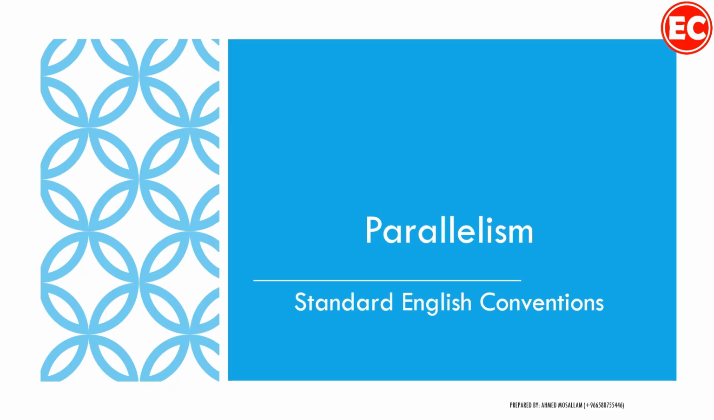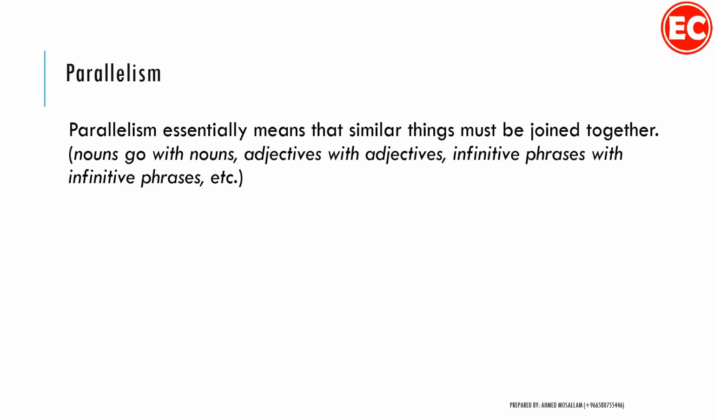Today, inshallah, we'll talk about parallelism, standard English conventions. First of all, what's parallelism? From the word parallelism, it's like a scale that has two sides. Whatever you put on this side must be equal to that side. This is the main idea of the scale. So parallelism essentially means that similar things must be joined together. Nouns go with nouns, adjectives with adjectives, infinitive phrases with infinitive phrases.